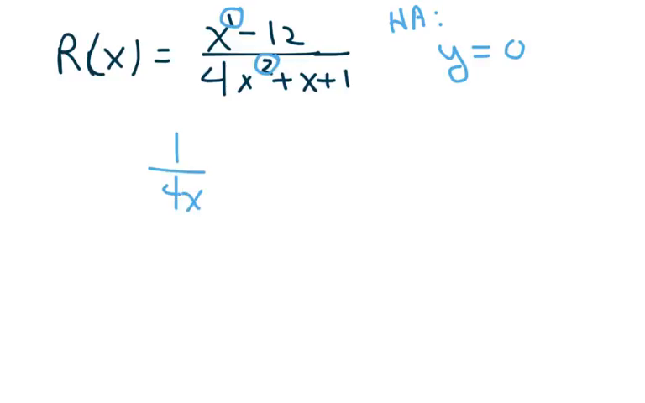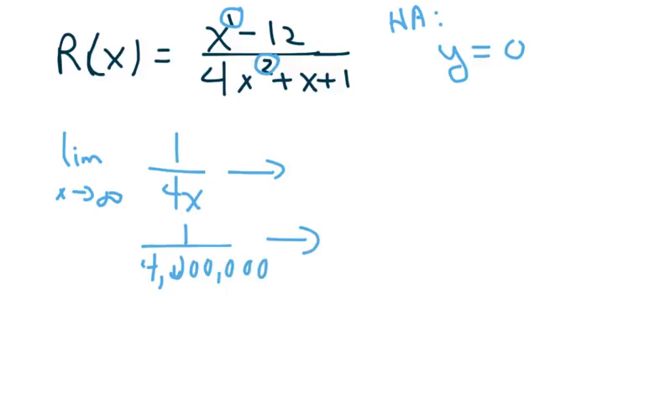Now, if I put big numbers in here for x, the way they do this is they're going to say the limit as x approaches infinity. So the bigger this number gets, for example, if x was 1,000,000, then you'd have 1 over 4,000,000.